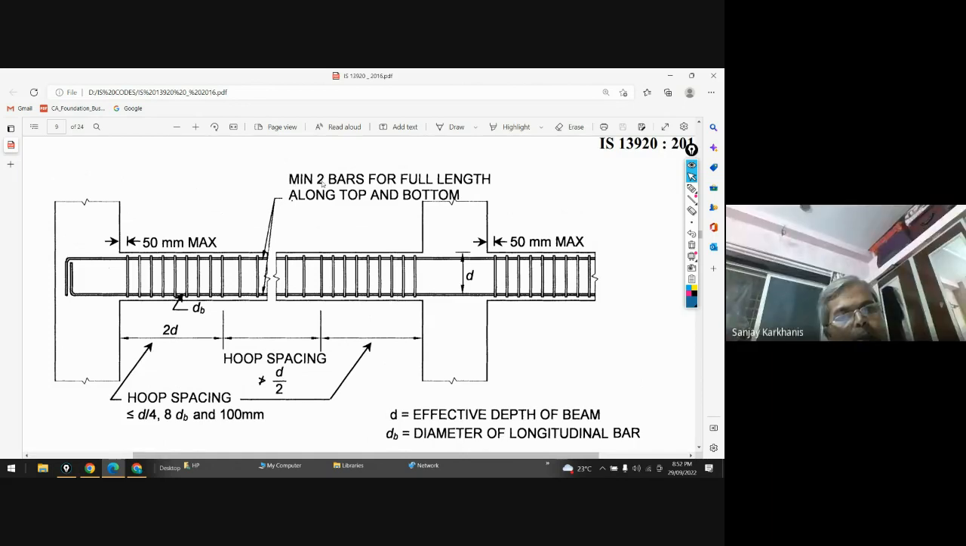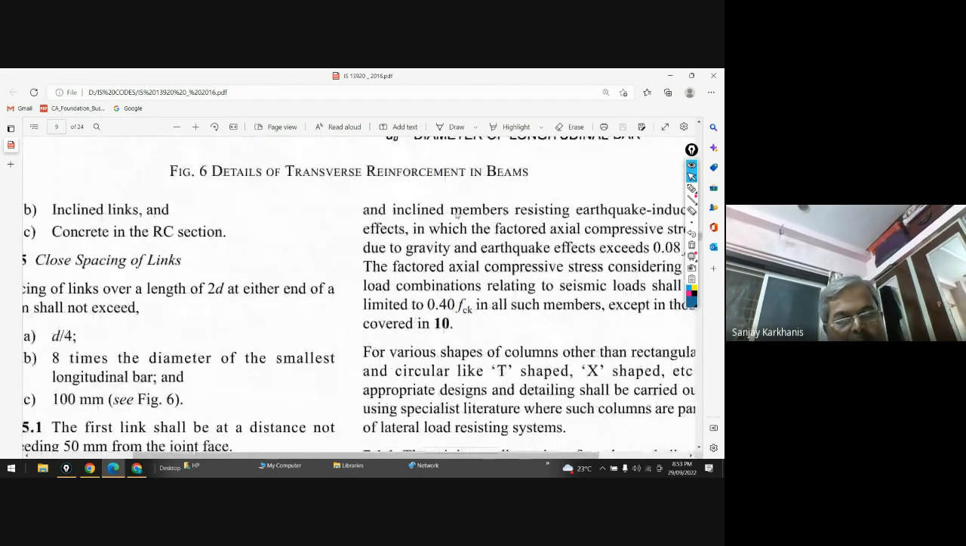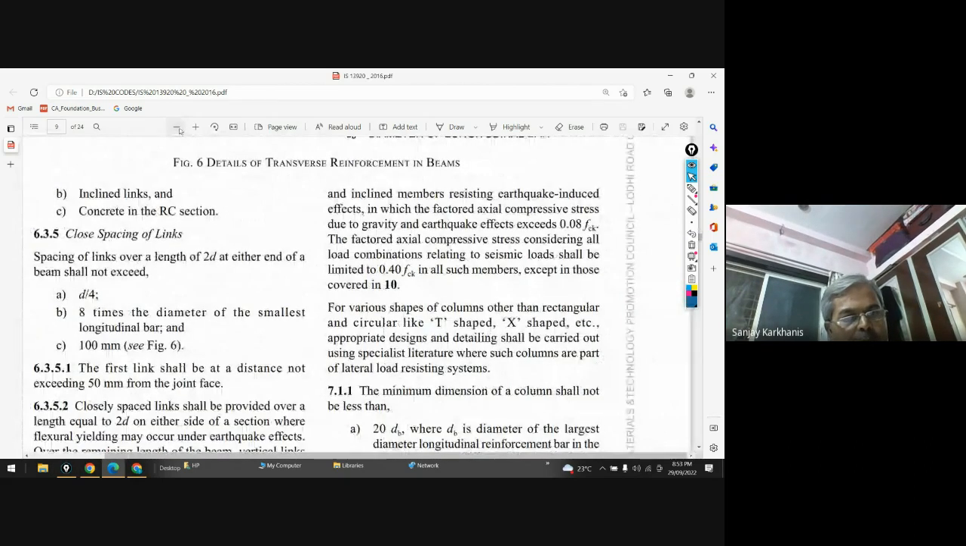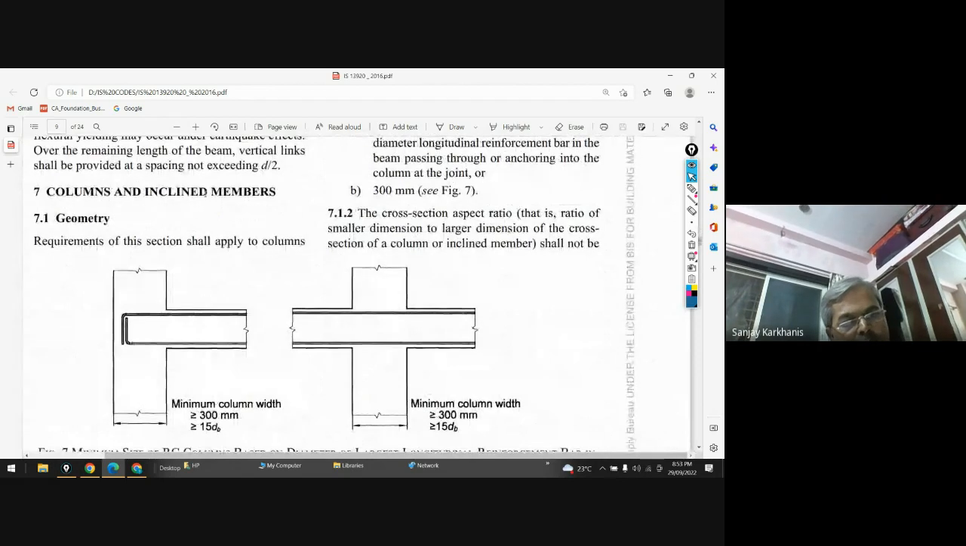Clear, sir. Then minimum 2 bars for full length along top and bottom. You can see that top and bottom must have minimum 2 bars. Okay, so this is your shear design, and then you can read it so that it will be more easy. And now this is all about columns.